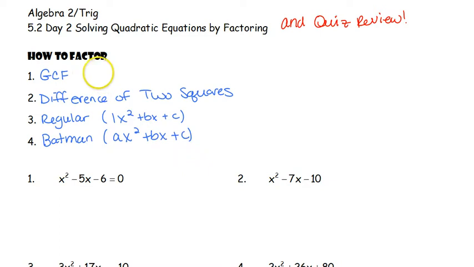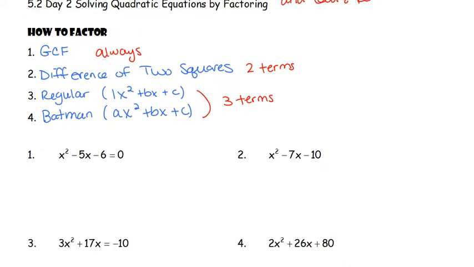Now the GCF you always do first, no matter what. Sometimes there's a GCF, sometimes there's not. If you have two terms, you're looking for the difference of two squares. If you have three terms, you look for regular or for Batman. So those are kind of guidelines on where to go. Alright, get ready because we are going to move quickly through your quiz review.